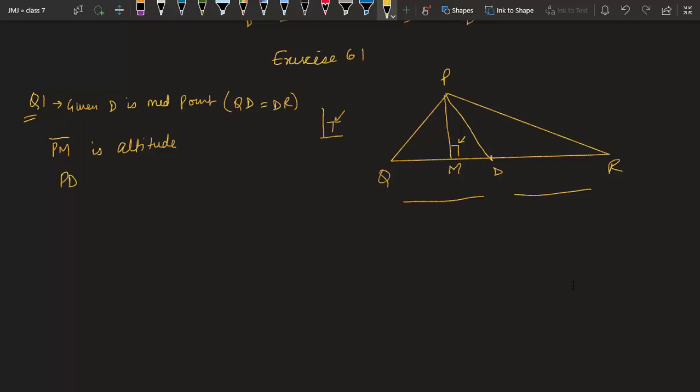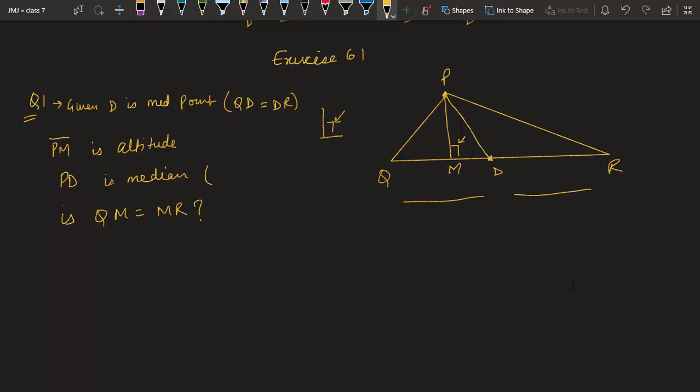Try to understand. I have told you the line joining vertex to midpoint of opposite side is known as median. So this PD is a median. You can write the reason also, that line joining midpoint of one side to its opposite vertex is known as median. Okay, now they are asking, is QM equal to MR?